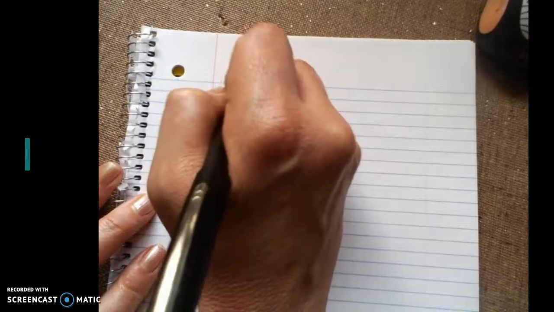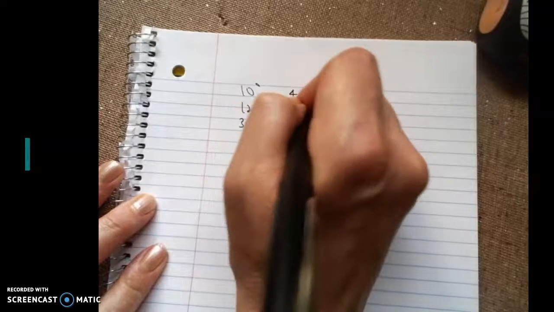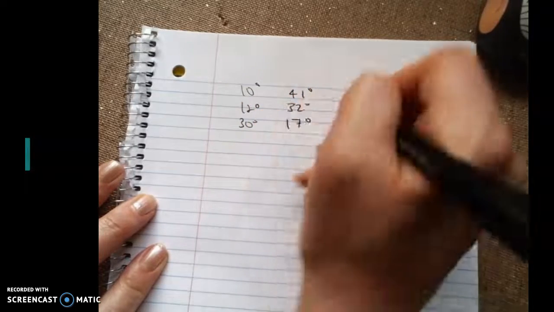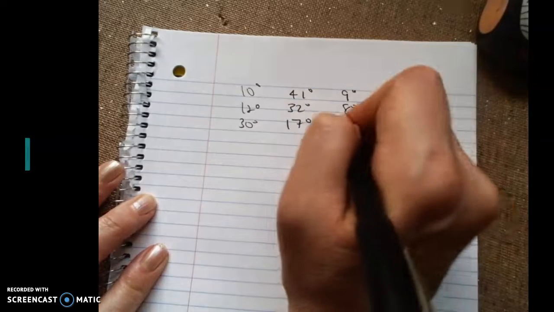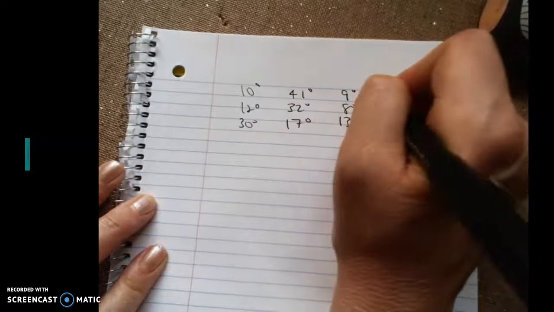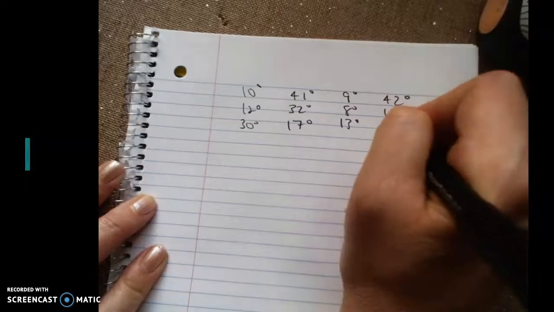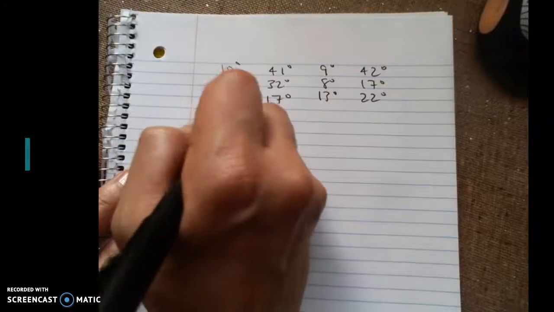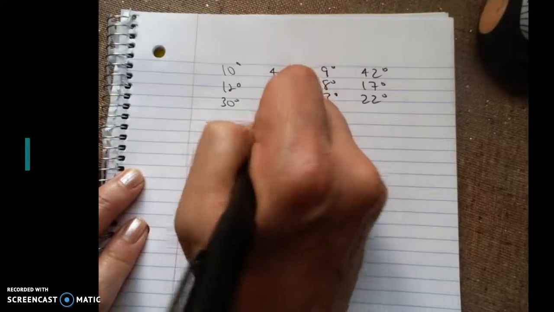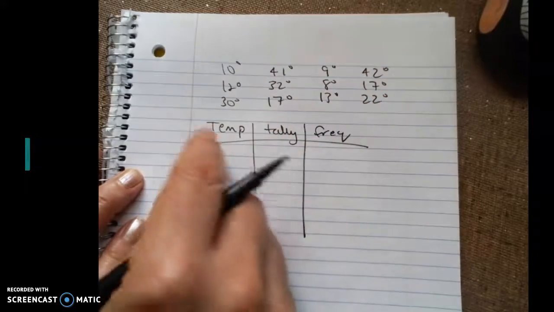So say we do the temperature in a certain month, and it's like 10 degrees and 12 degrees and maybe 30 degrees and 41 degrees and 32 degrees and say 17 degrees. And maybe a 9 degree, 8 degree, and 13 degree, and maybe 42 degrees, 17 degrees, and 22 degrees. Okay, so a frequency chart would be when you do temperature, and if you want to do tallies, it makes it faster, but ultimately we really want just frequency. But again, these have to be equal width.